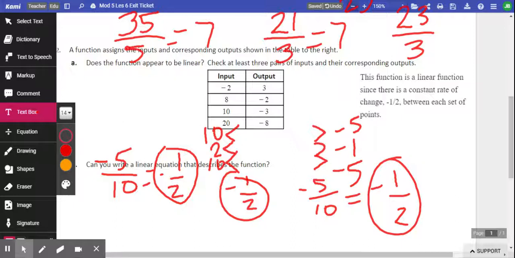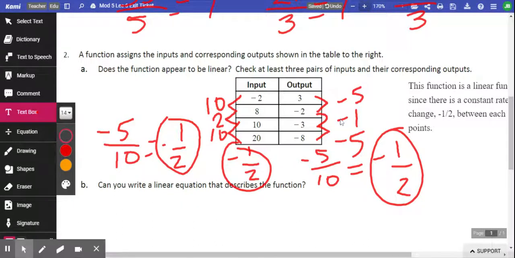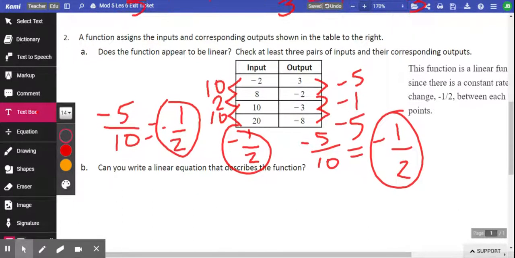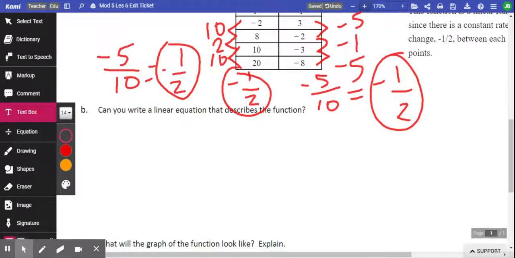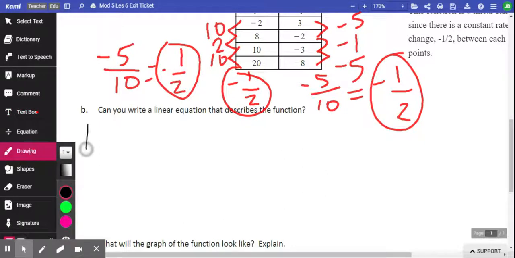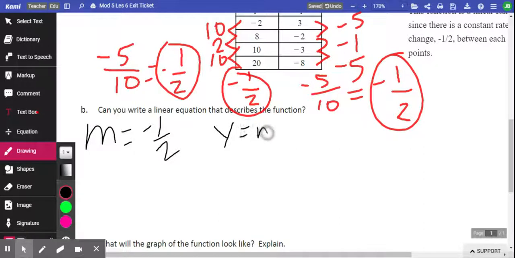So now we can write a linear equation that describes the function. So this -1/2 is going to be our m. So we know m is going to equal -1/2. And we need to find what b is. Okay, to do that, you are going to plug in one of the points from the table. So we have our equation y equals mx plus b.